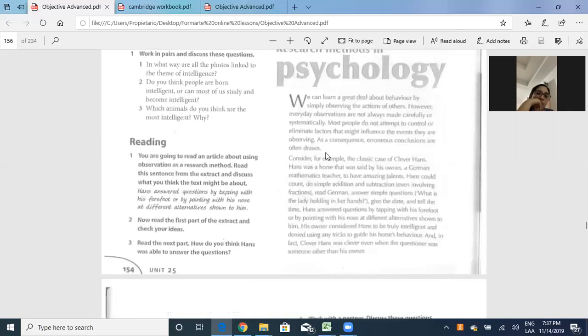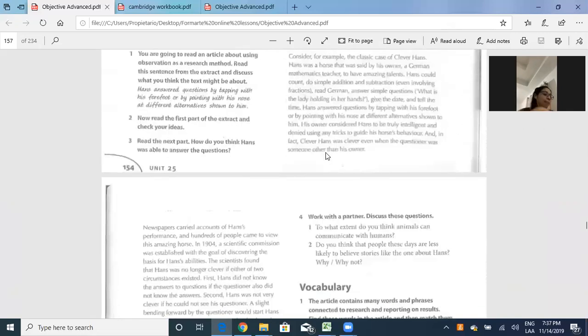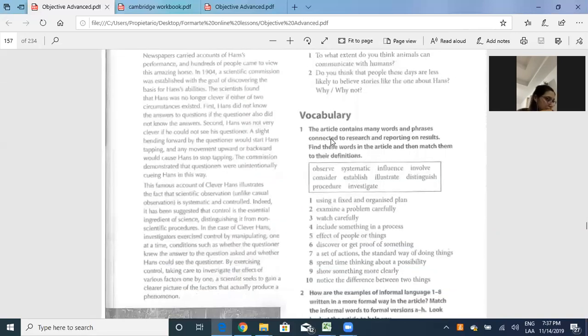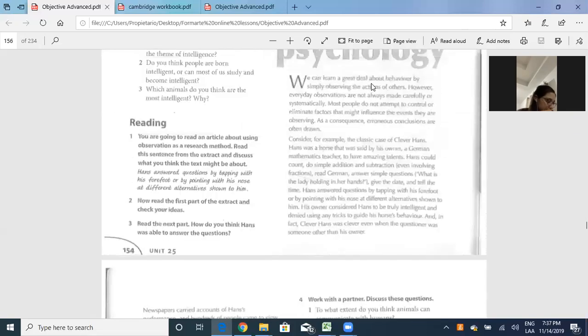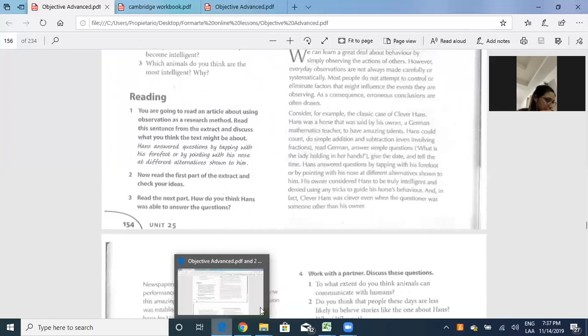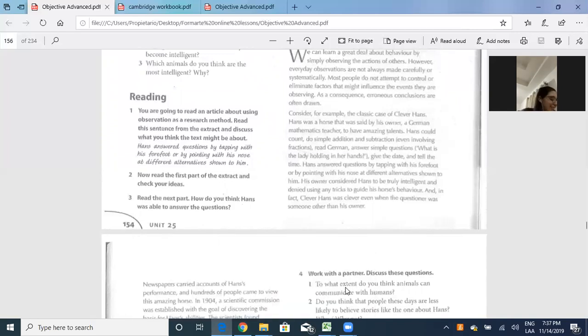I'm going to give you... Do you have the book with you? Yeah. Okay, so just read this part, Research Methods in Psychology, and I will give you 3 minutes. If you finish before those 3 minutes, just let me know, okay? I'm just going to time you.